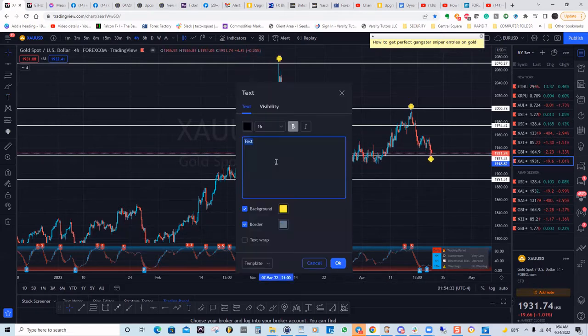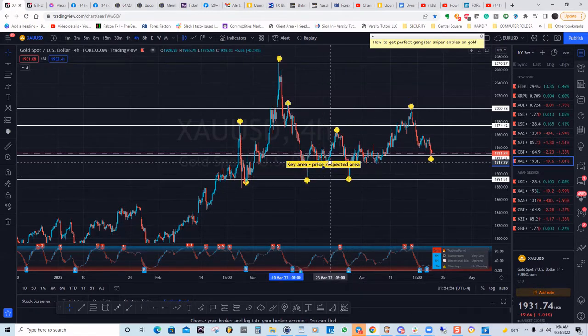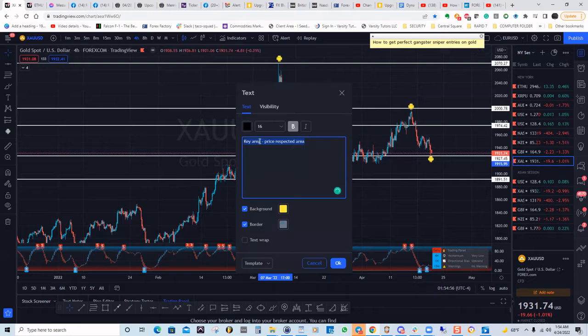So I'm gonna write that right here. This is a key area because of the touches. Price respected this area. So if price comes to this area, it shows that it's a key level. Oh, let's go with key level. That's probably better. Key level right there, right? Now we just freestyle on this real quick. Let's see what's happening.